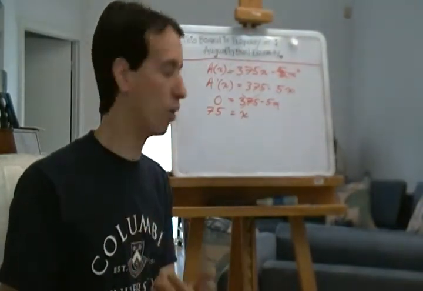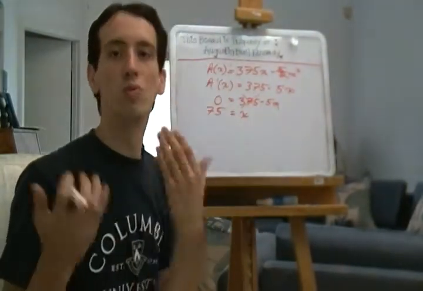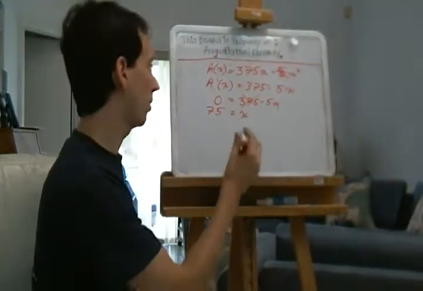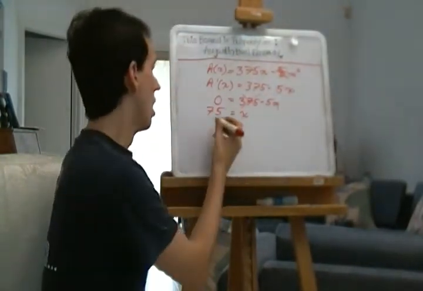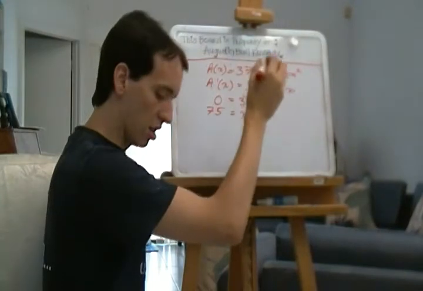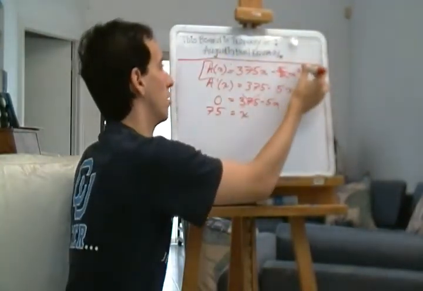And if you remember the second derivative test, if it's negative, it's going to be concave down, which means we found a maximum. So x is indeed the maximum, but we're not done. That's the maximum, but we need to plug this back in to the original function, A of x.